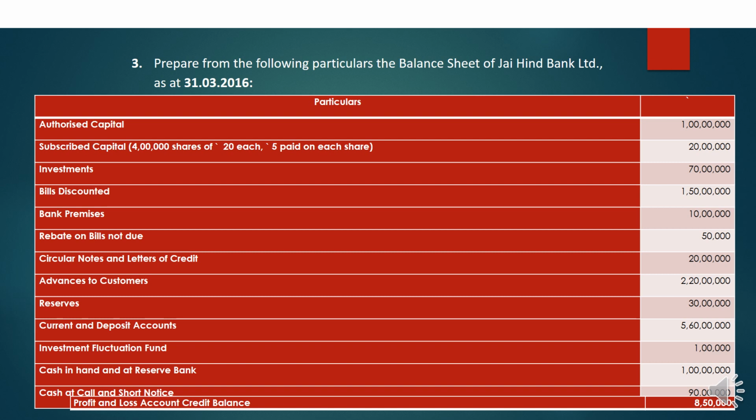Reserves will come under schedule number 2, reserves and surplus. Current and deposit accounts will come under schedule number 3 under deposits. Investment fluctuation fund will come under reserves and surplus under schedule number 2. Cash in hand and at reserve bank will come under schedule number 6. Cash at call and short notice will come under schedule number 7. Profit and loss account credit balance will come under reserves and surplus, schedule number 2.